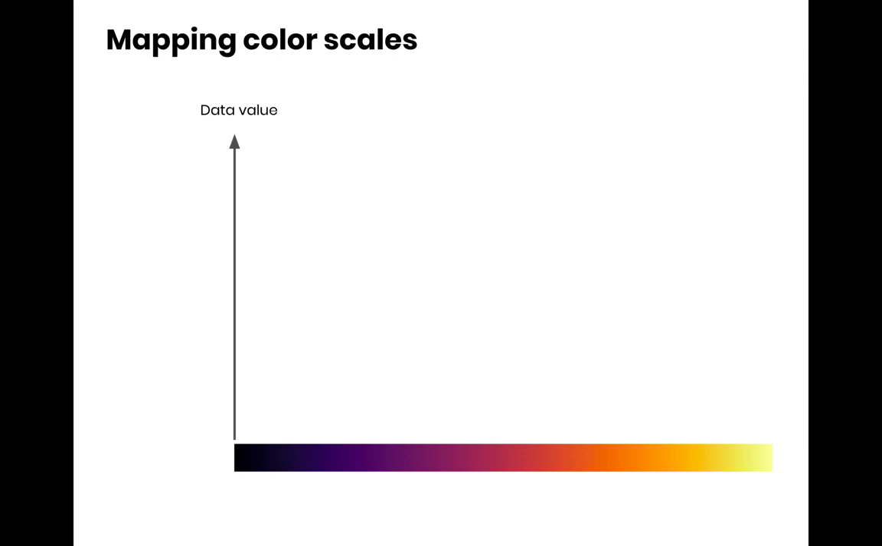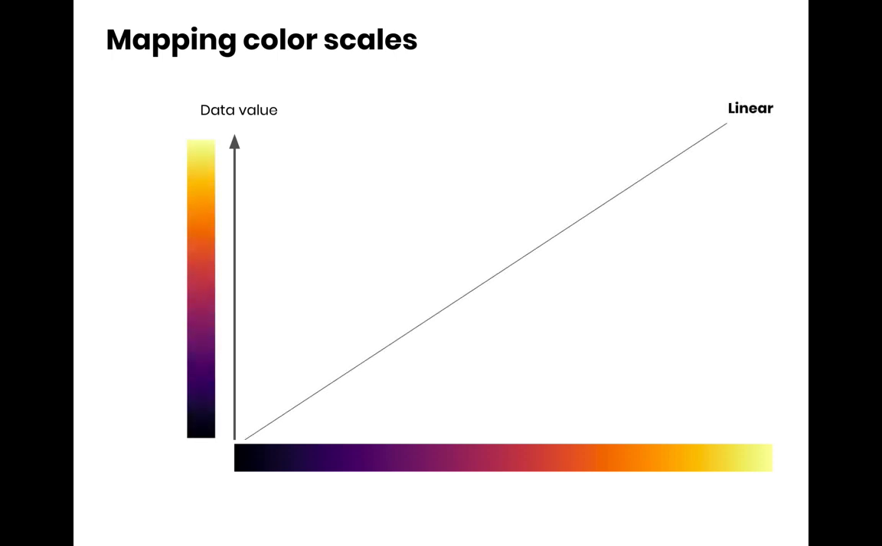Now this brings us to the real problem with color scales, whether these are diverging or sequential: how do we map our color scale to our data values? The simple case would just be a linear interpolation. For any step in our data value, we go one step up on our color scale.